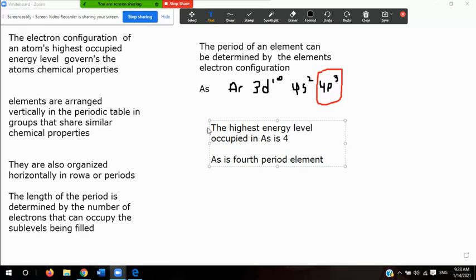Okay, so that's basically what it's indicating, that arsenic is a fourth period element because the highest energy level that is filled is the fourth energy level.